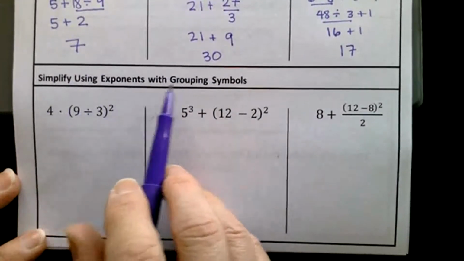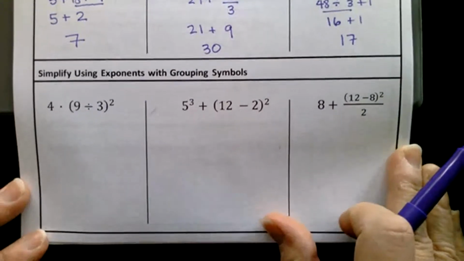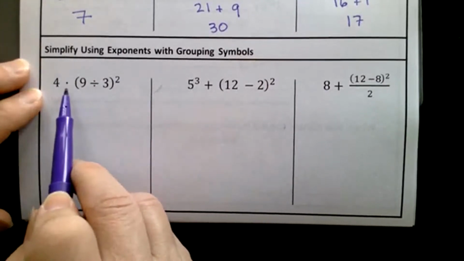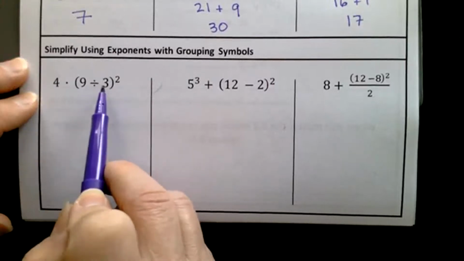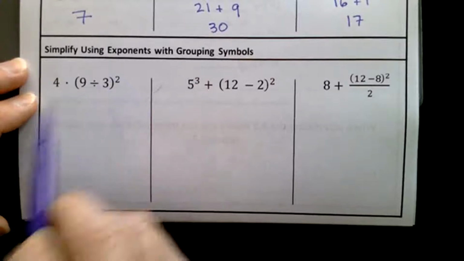we're going to simplify using exponents with groupings, okay? So now we have exponents and groupings. In the first section, we didn't have any groupings, but now we do, okay? So let's see how this works. This says 4 times 9 divided by 3 to the 2nd power. So this power is for everything in the grouping.